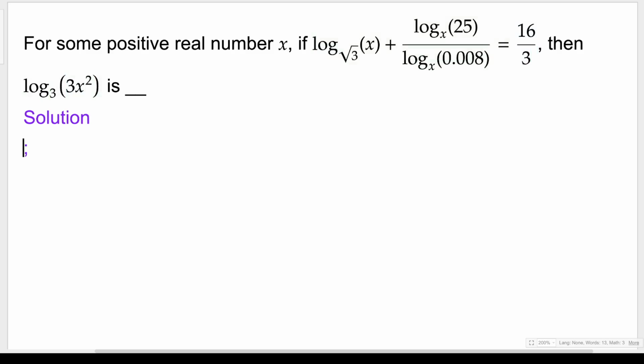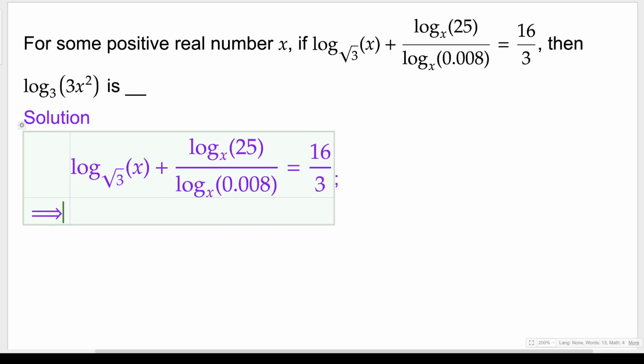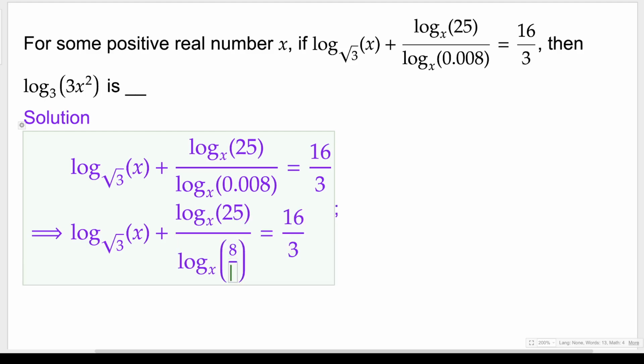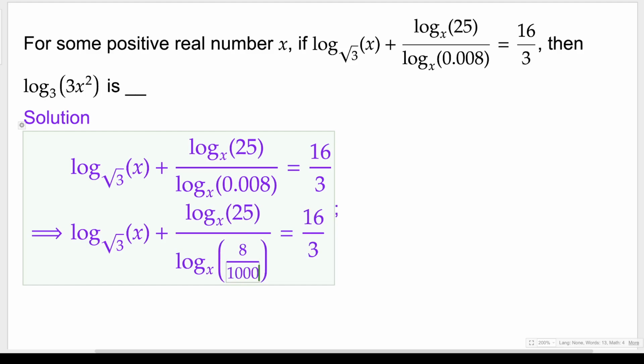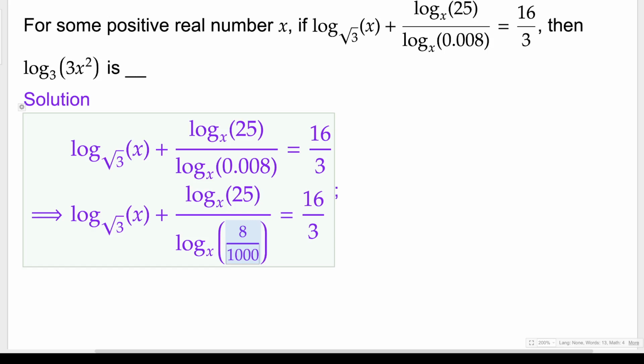So we'll be using the property of log to simplify this, right? First of all, I'll mention my equation as it is. This is the given equation. Now on proceeding further, if you observe this clearly, this 0.008 can be written as 8 over 1000, and this can be further simplified as 1 by 125, right?